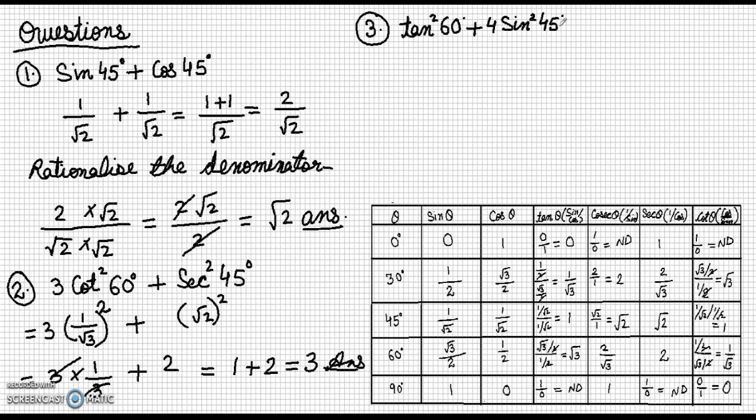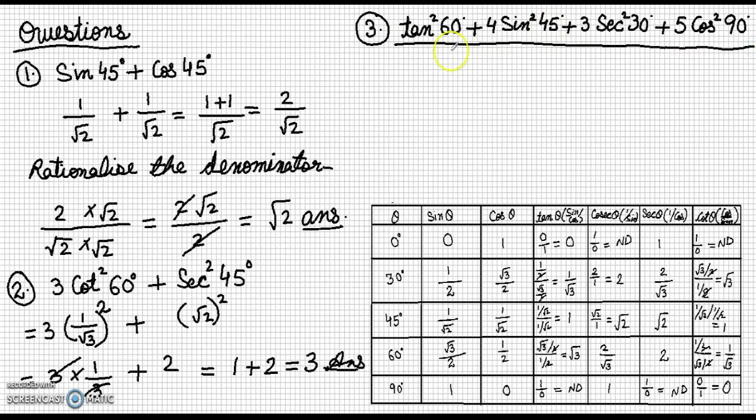Let's take one more example. Tan² 60 degrees plus 4 sin² 45 degrees plus 3 sec² 30 degrees plus 5 cos² 90 degrees upon cosec 30 degrees plus sec 60 degrees minus cot² 30 degrees.